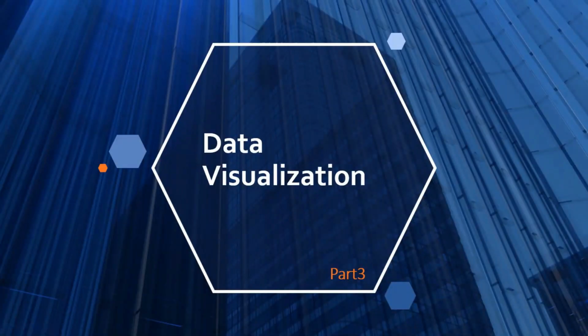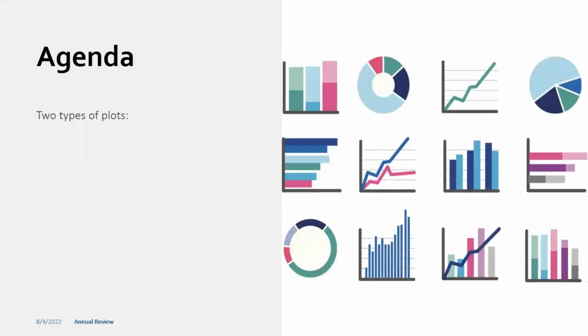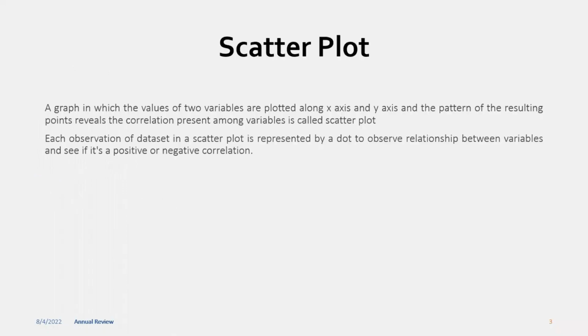I welcome all of you once again to part 3 of data visualization. Let's see what we will learn in today's lecture. We will see two types of plots. The first one is scatter plot. The second one is pair plot. And then we will learn some theory at first, and then we will do some practical work.